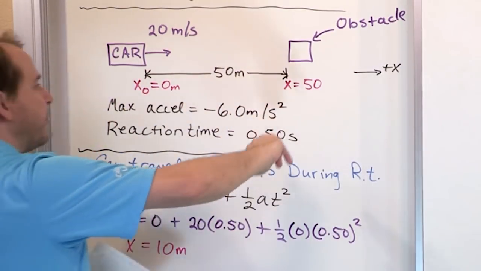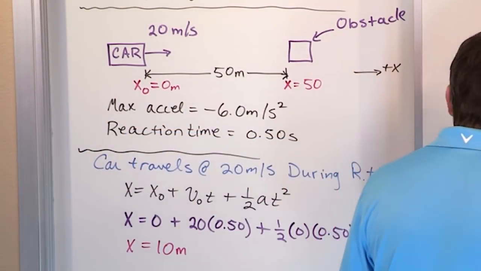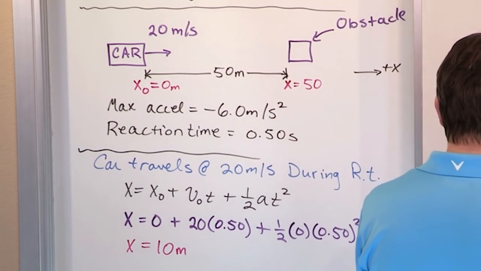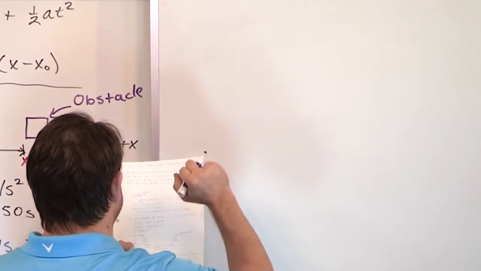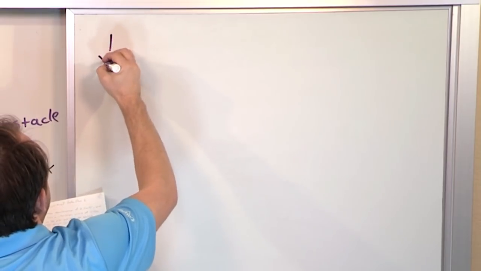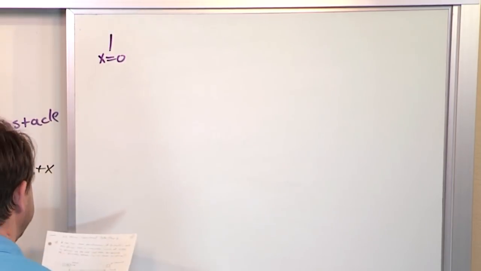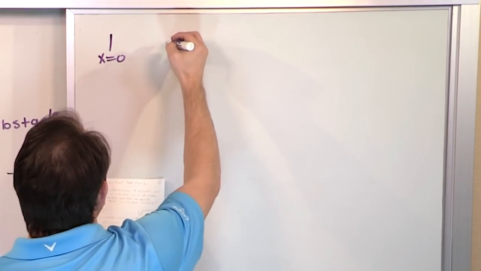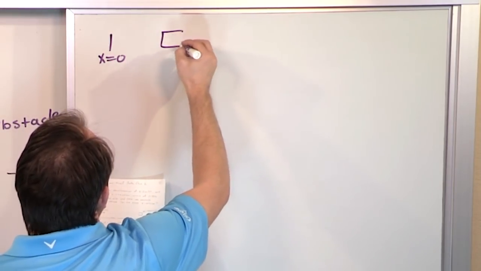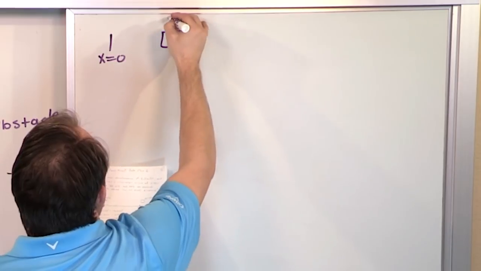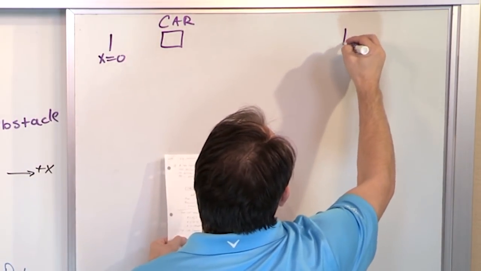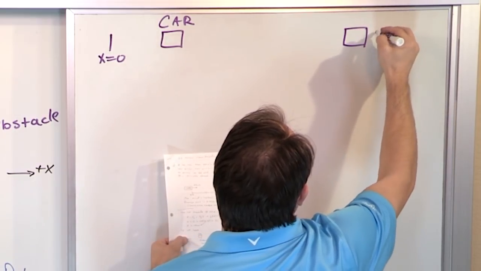So let's redraw the problem, almost like a reformulation of the problem after the reaction time has happened. So the real situation is the following. We have x is equal to 0. That's where the car started. But now we're past that. We're down where he starts to press the brake pedal. We have a car that's some distance down the road. So I'll say car, right? And then we have the obstacle in exactly the same location as it was before.